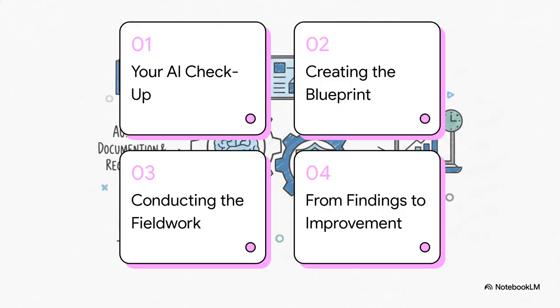So here's how we're going to break this down. First, we'll talk about the why behind this AI checkup. Then, we'll get into creating the blueprint for your audit. After that, we'll cover the actual field work. And finally, we'll look at how to turn your findings into real improvements.